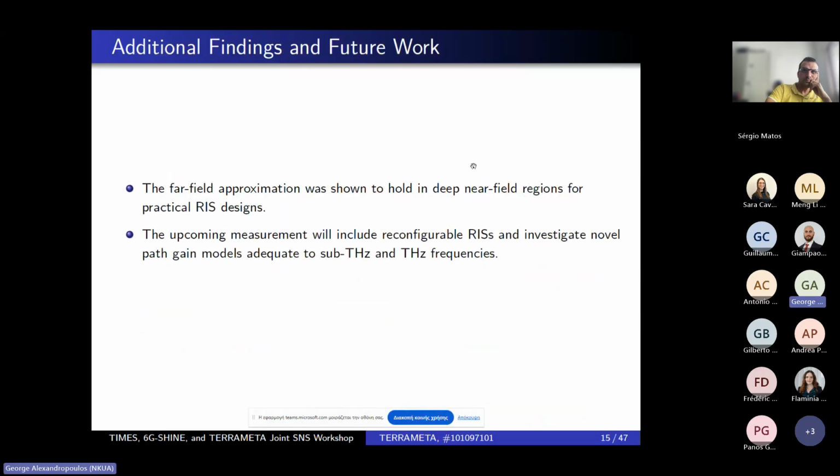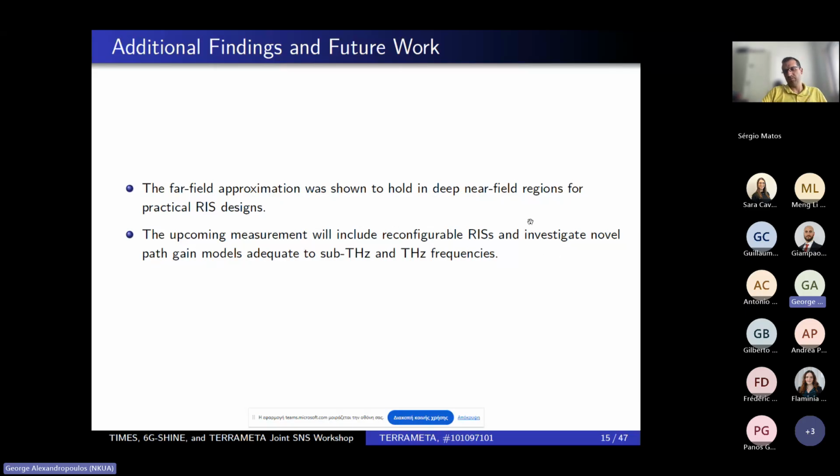What we're working on right now is to extend this measurement campaign by considering a configurable RIS, which has been designed and is being fabricated right now. We're waiting for the fabrication. This is a great achievement of the TERRAMETA project by our RIS designers, and we want to investigate novel pathloss models that are adequate for low frequencies.